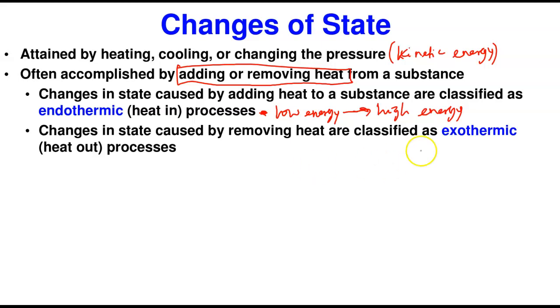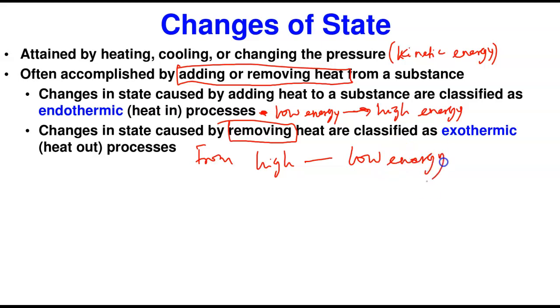Now, on the other hand, the change of state that involves the removal of heat, whereby heat is being removed, we classify it as an exothermic process. And in this process, to make it easy, you have two states of matter. Matter is changing from high energy to low energy. Remember, the previous one was from low to high. This is from high to low energy state. And from any high to low energy state remains an exothermic reaction.